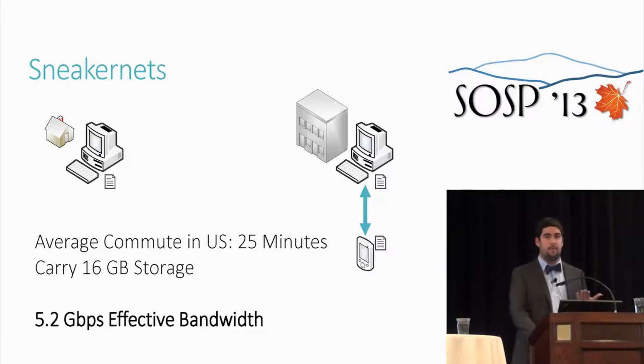When I get to work, I synchronize my documents with my computer at work. Now, if you think about the typical American commute, it's about 25 minutes a day. If he or she carried 16 gigabytes of storage, that's effectively 5 gigabits of bandwidth. And one thing to note is that, yes, there's some transfer time involved, but we can use the background fetch feature to make that seem instantaneous once you arrive at work or home.